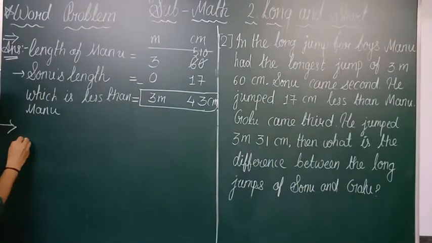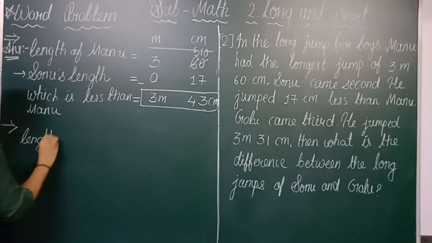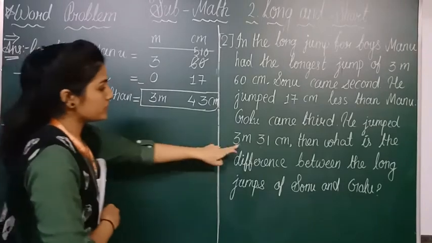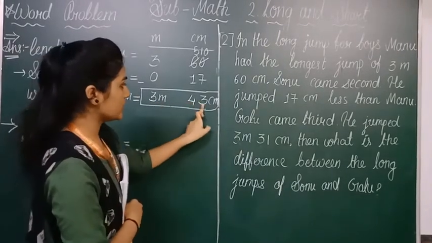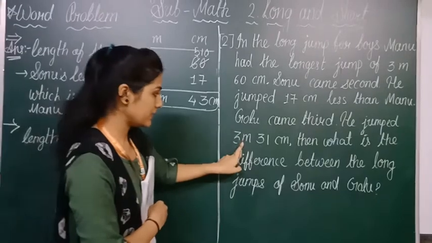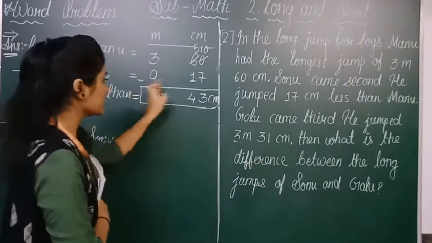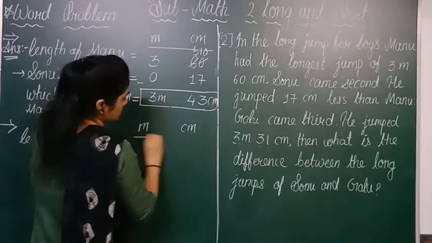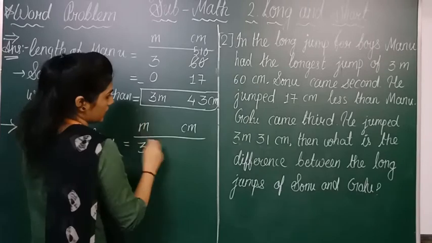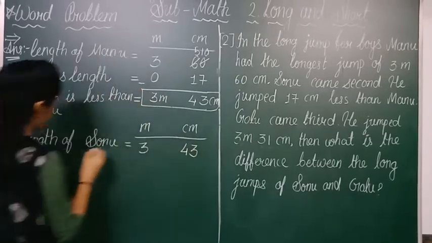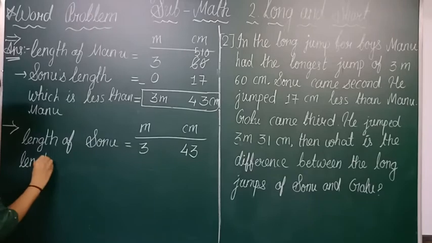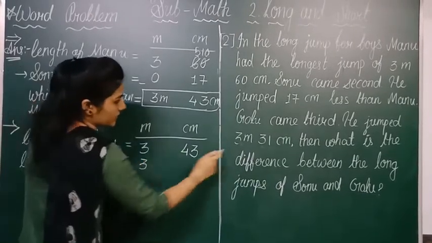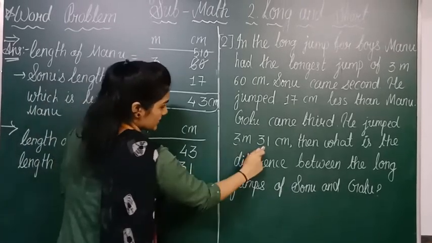So here I am writing length of Sonu. Why? Because from this both, this 3 meter and 43 centimeter is bigger than this 3 meter and 31 centimeter. So this Sonu's length I am writing first. Again meter and centimeter we have to write. 3 meter and 43 centimeter. And here I am writing the length of Golu, which is of 3 meter and 31 centimeter.